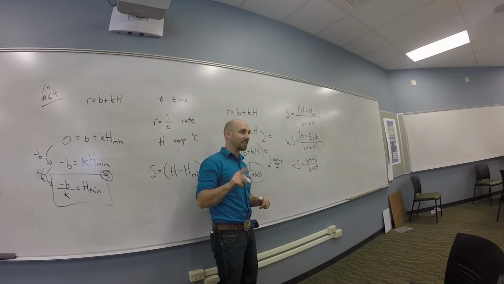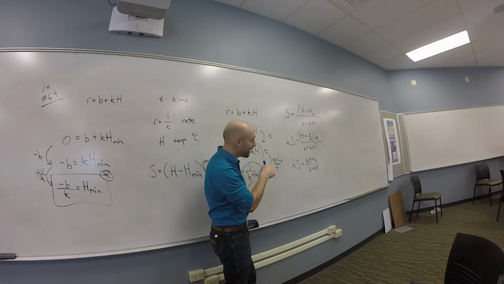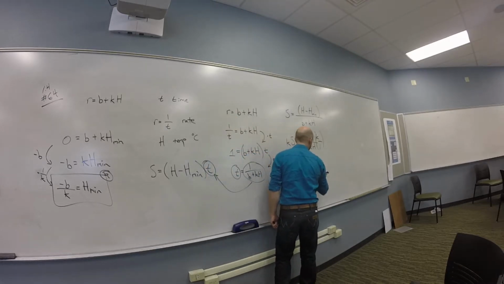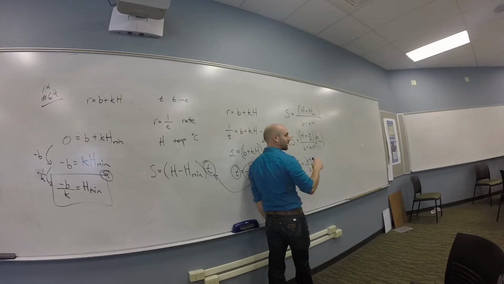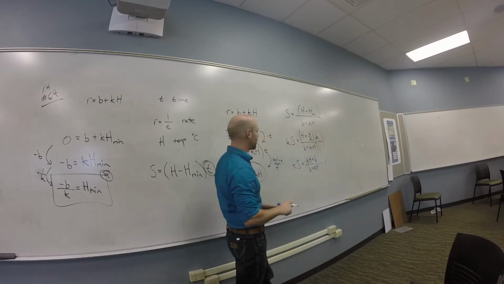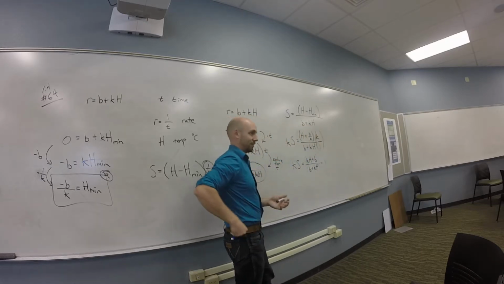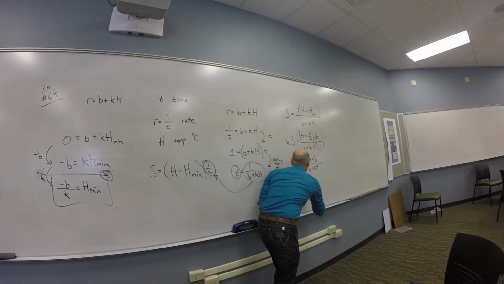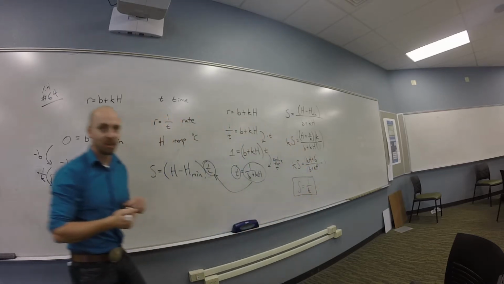You are not doing the silly thing where you cancel a B, right? Because that's a false cancel. But this whole thing, this guy and this guy are the same. They're dividing something by itself, you get 1. And so you found that KS is 1, which tells you that S is 1 over K. That's telling you S is constant.